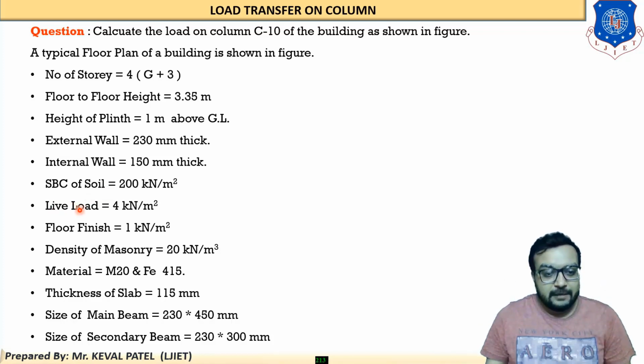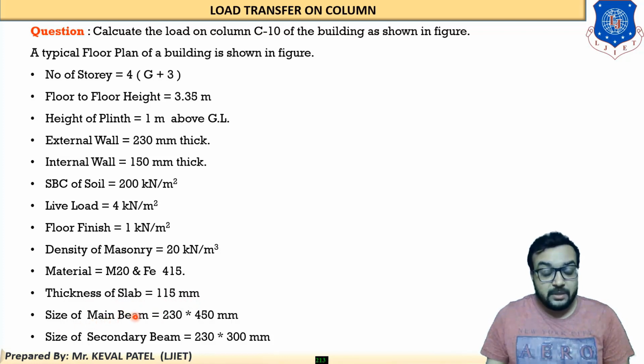Next, live load on typical floor is equal to 4 kN per meter square. Floor finish is 1 kN per meter square. Density of masonry, masonry means brickwork, is equal to 20 kN per meter cube. Material is M20 and Fe415. Thickness of slab is equal to 115 mm.